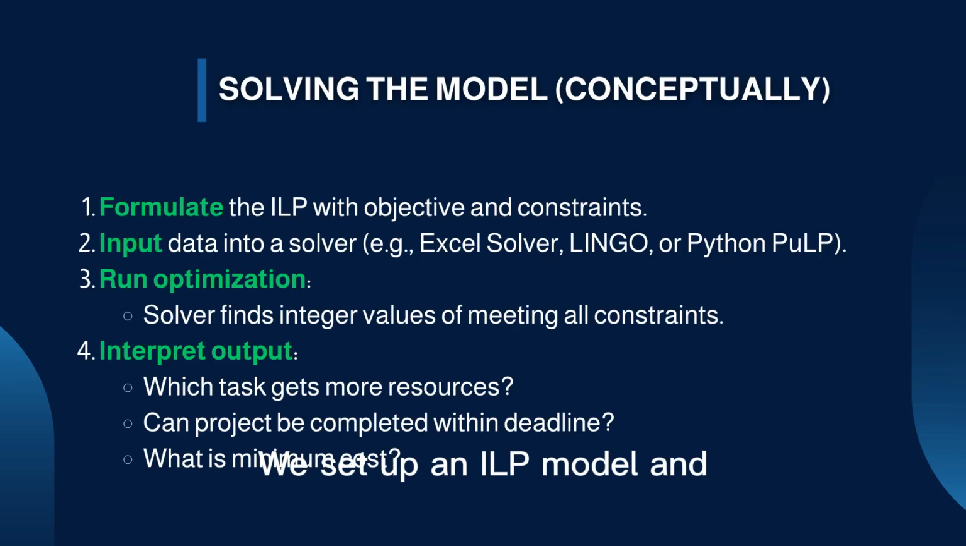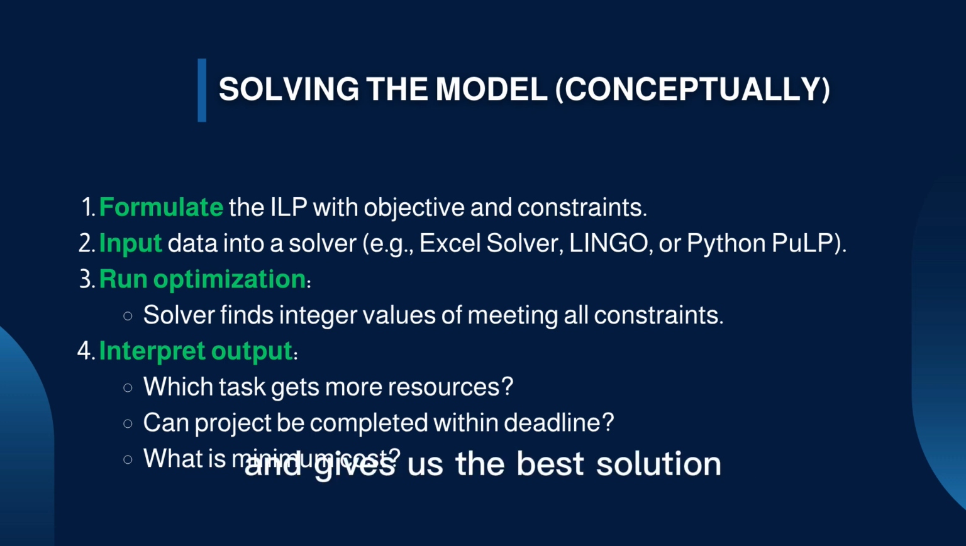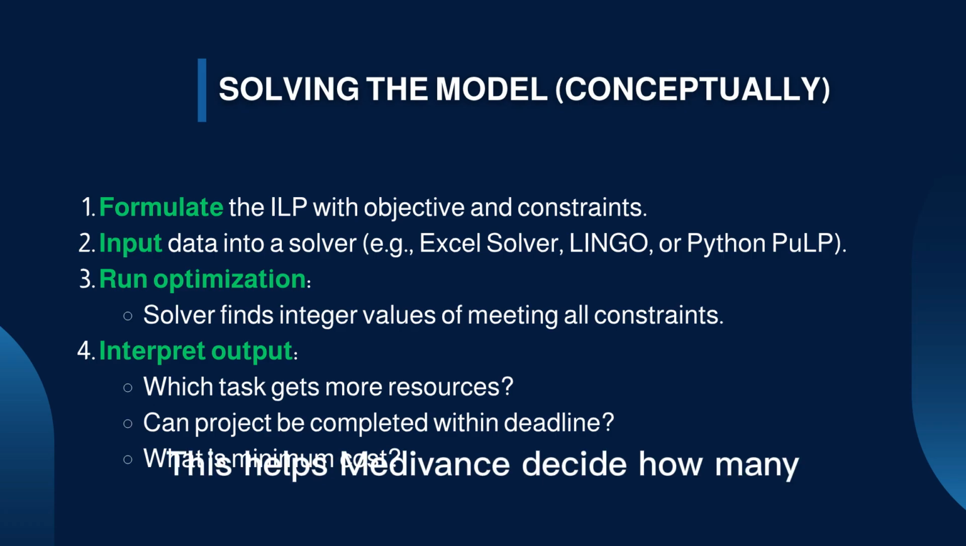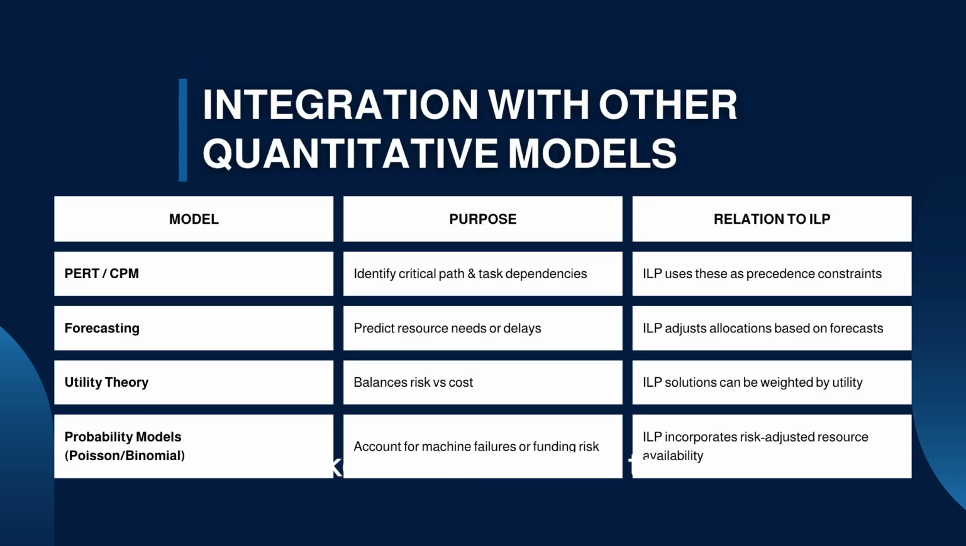We set up an ILP model and run it through a solver like Excel or Python's Pulp. The solver plays around with resource assignments to meet all the constraints and gives us the best solution. This helps Medivance decide how many engineers to assign to tasks for timely and cost-effective project completion. ILP teams up with methods like PERT and CPM to handle task dependencies. It helps forecast resource needs, balance time and cost, and manage risks like machine failures.